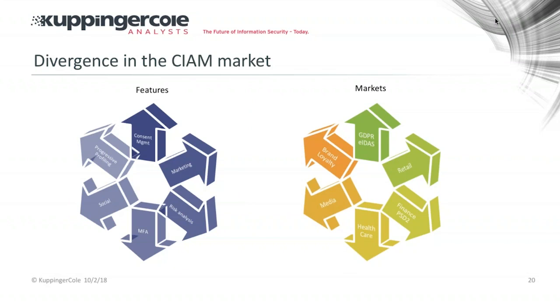And then lastly, we see some divergence in the CIAM solutions, which is really driven by the different kinds of markets that the CIAM vendors are going after. So retail, for instance, may have lower assurance authentication requirements, and their output needs to be more on the marketing side, whereas healthcare and finance probably need higher assurance authentication choices. So that leads to differences in the implementations in the different kinds of solutions that you see in the CIAM market.